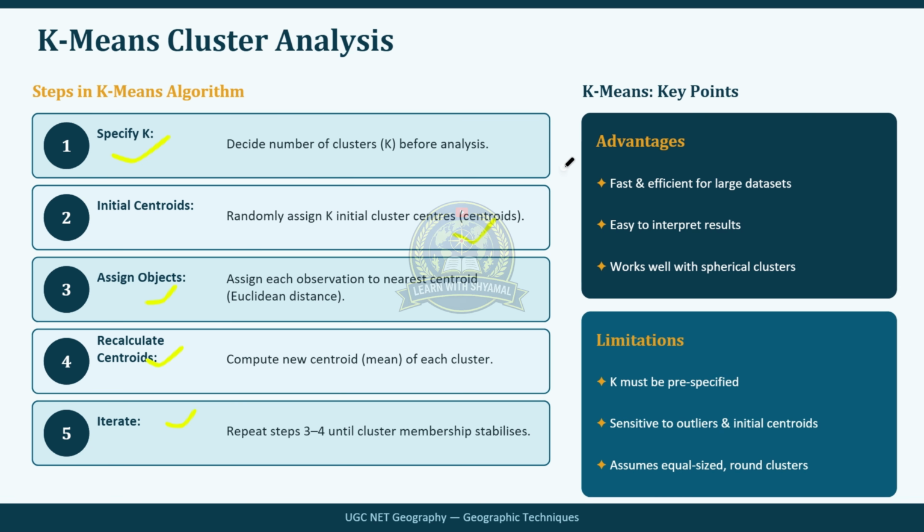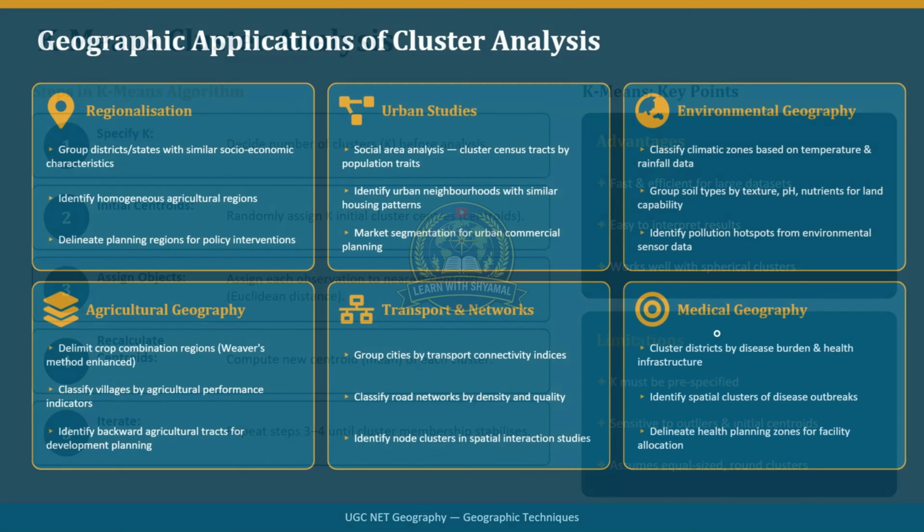K-means key points. Advantages: fast and efficient for large datasets, easy to interpret results, and works well with spherical clusters. Limitations: K must be pre-specified, it is sensitive to outliers and initial centroids, and it assumes equal-sized round clusters.